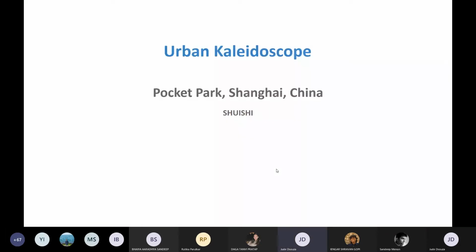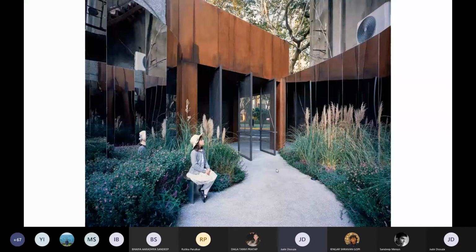Okay, so this is a pocket park. It's called a pocket park, and it's literally just a tiny space in between buildings, and you see the image of how it used to be. Yeah. So this is in Shanghai.